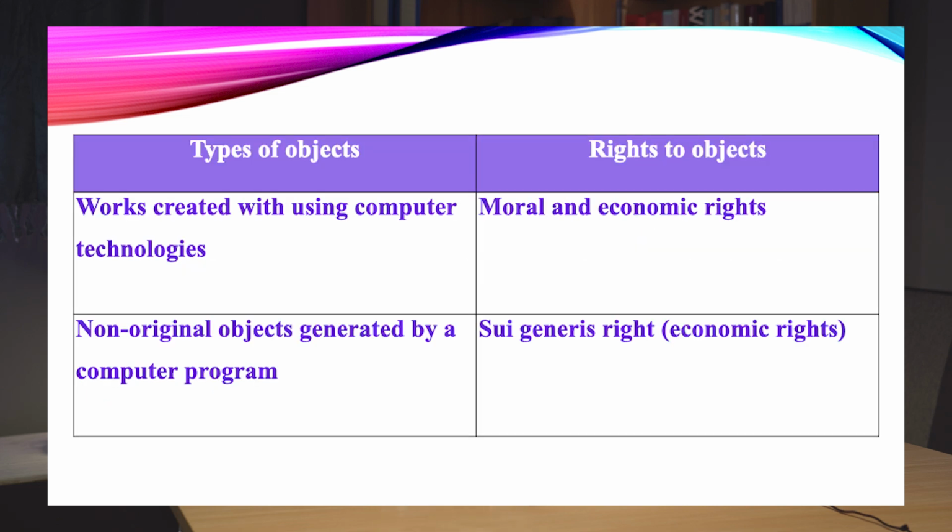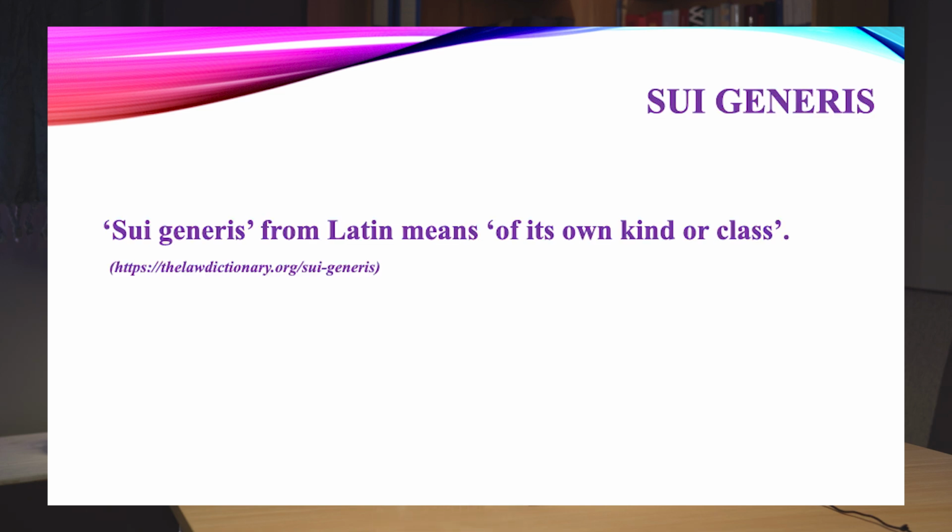To sum up, Article 33 of the Law of Ukraine on Copyright and Related Rights divides objects into two categories: works created using computer technologies, which are protected under the general copyright law regime with moral and economic rights, and non-original objects generated by a computer program, which are also protected in Ukraine. They are protected with sui generis rights. As is known, sui generis from Latin means "of its own kind or class." Usually, sui generis rights are designed in intellectual property law to protect so-called non-conventional objects, which cannot be protected within the existing tools.